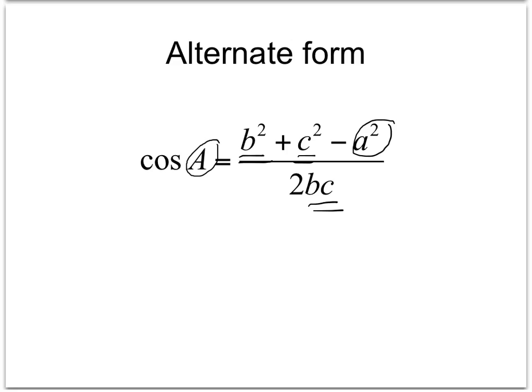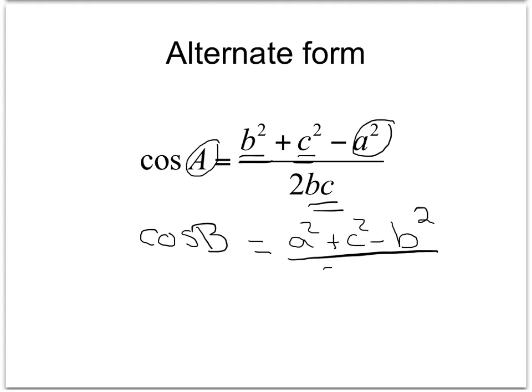the bottom. If I wanted to rework this formula for, let's say, angle B, I would have cosine of B. And now the negative side would also be B to match the angle. And then I would put A and C in the other spots.